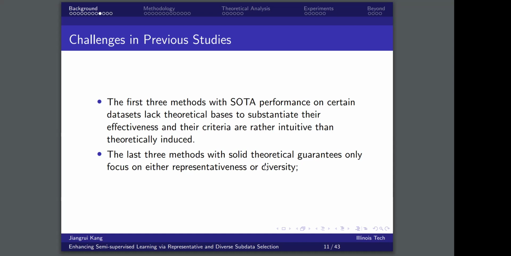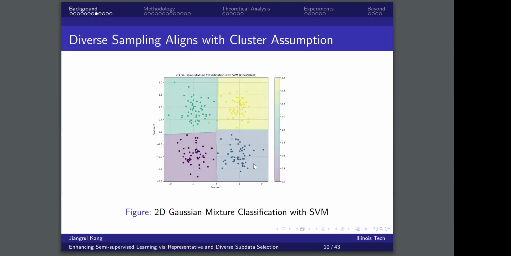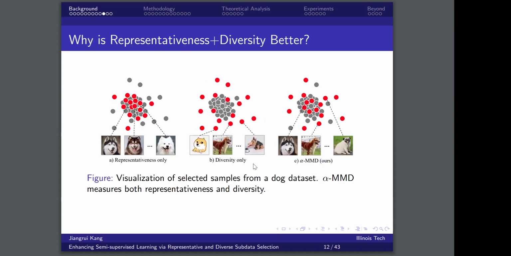And there's another weakness of those methods with theoretical guarantees: they need strong theoretical assumptions, which are not satisfied in real applications. Sometimes we call that fake assumptions.